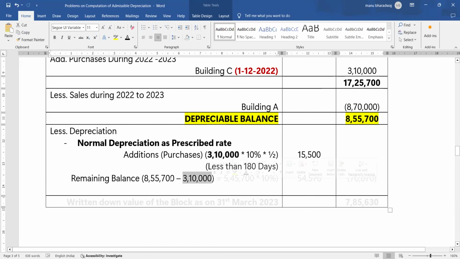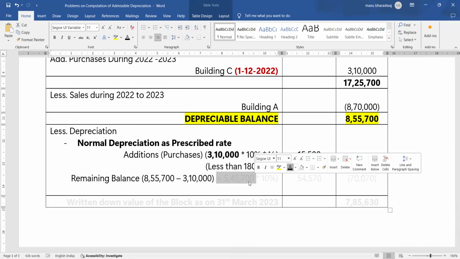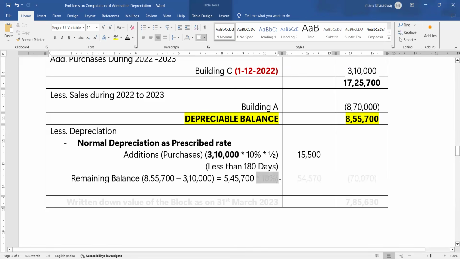So that asset value I will subtract from the total value. It will be 5,45,700. On that, full depreciation is applicable because this 5,45,700 value of asset has been used in the organization for the complete year. Since you have used the asset for the complete year, you will charge full depreciation, that is 10%. So 5,45,700 into 10% will be 54,570.